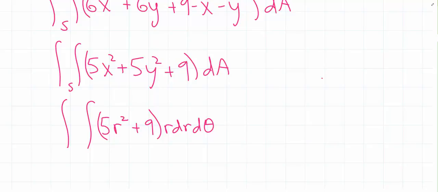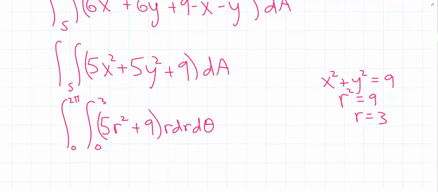Now, when I look on the xy plane, this is my region that I'm integrating over. In other words, it's r squared equals 9, or r equals 3. So as far as r goes, r is going from 0 to 3, and then theta is going from 0 to 2 pi. Okay? Well, at this point, we just have to integrate this, and then we have our surface integral.